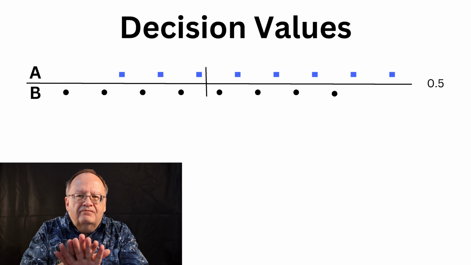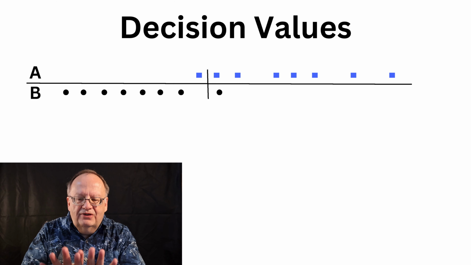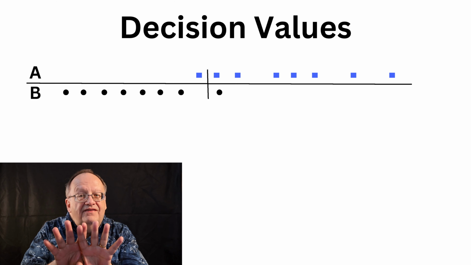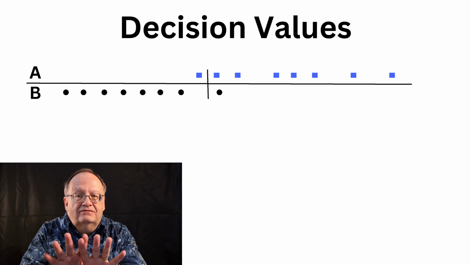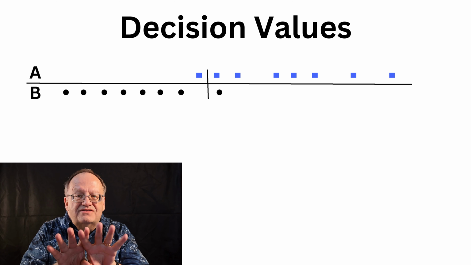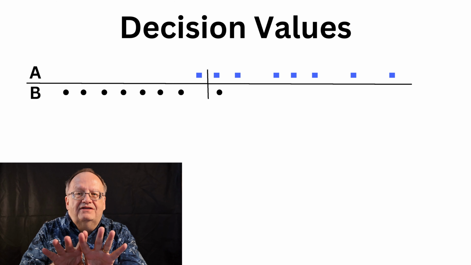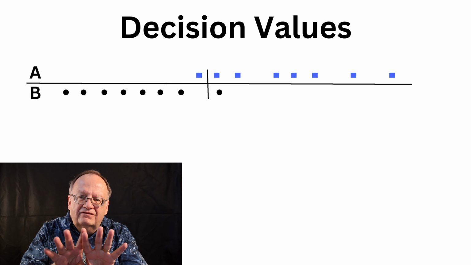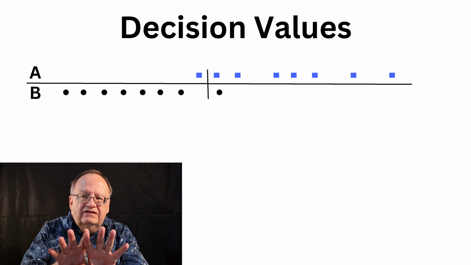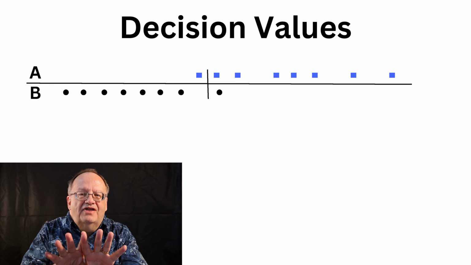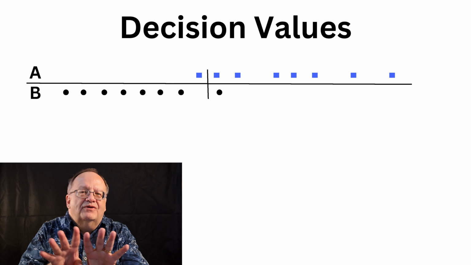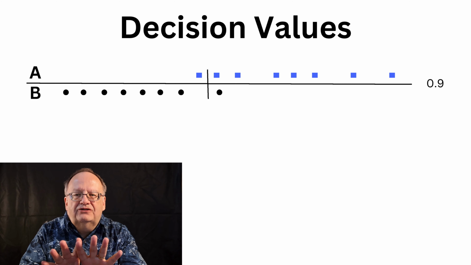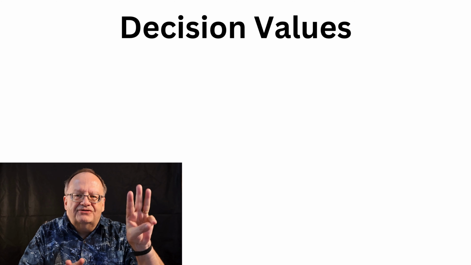Okay, case number two. They overlap just a little bit. Now this is not a bad data point, because we can separate the A's from the B's. It's just we have a little confusion in here. So there are some cases that this will not be able to sort out. So we're going to give this a decision value of, let's say, 0.9. Not too bad.